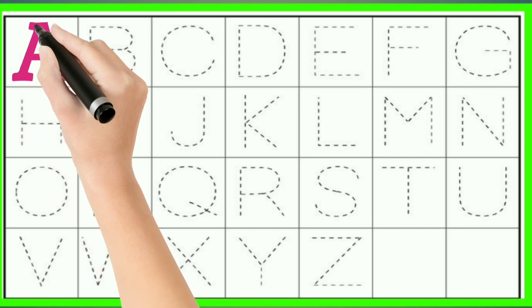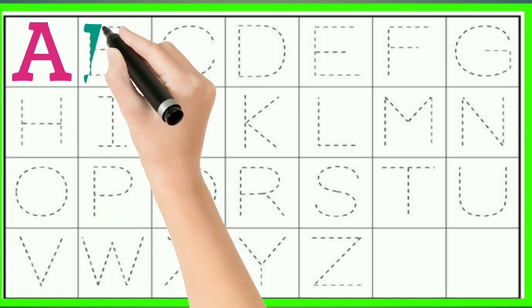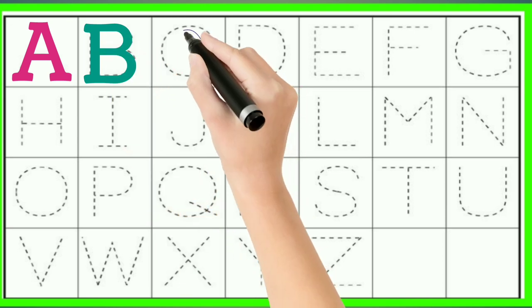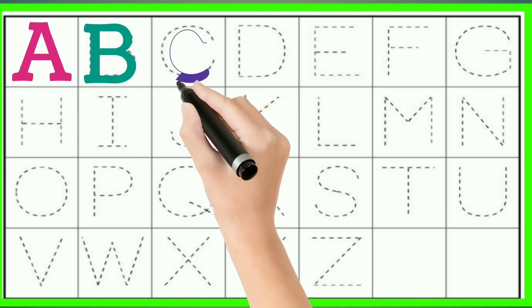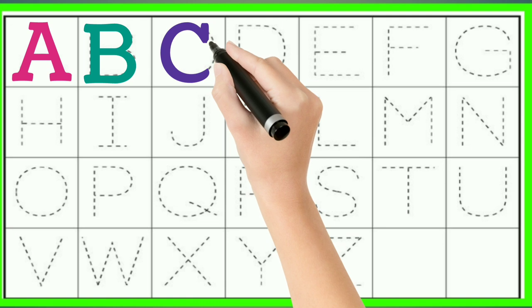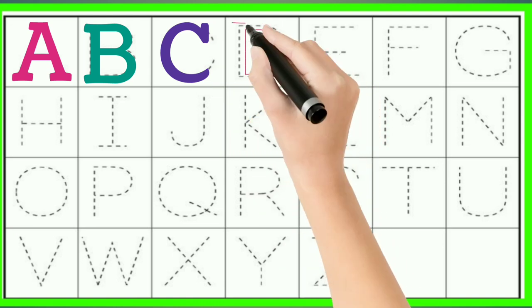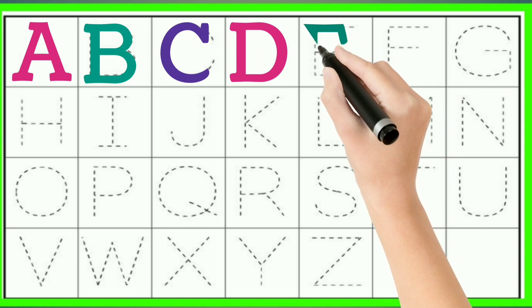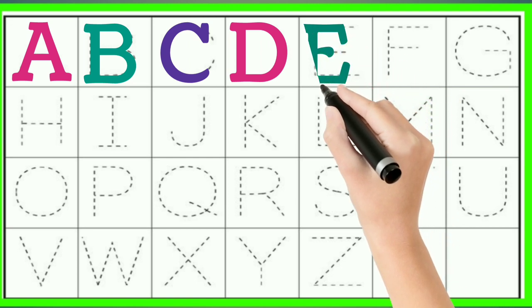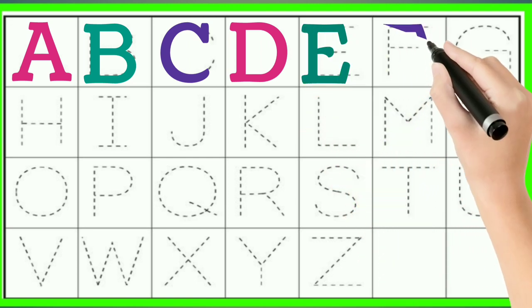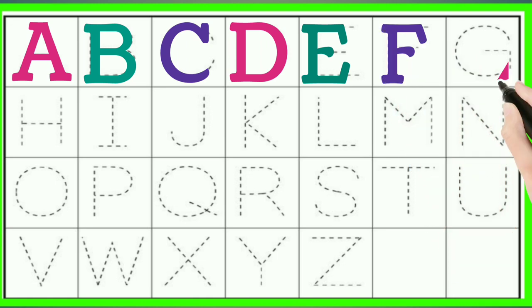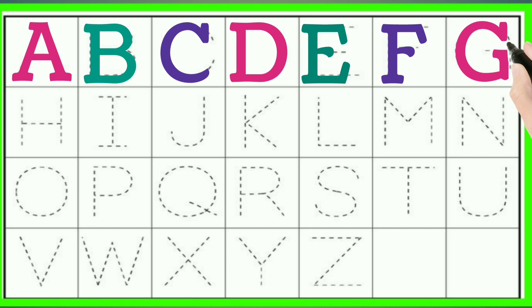A. A for apple. B. B for ball. C. C for cat. D. D for dog. E. E for elephant. F. F for fish. G. G for grapes. H.